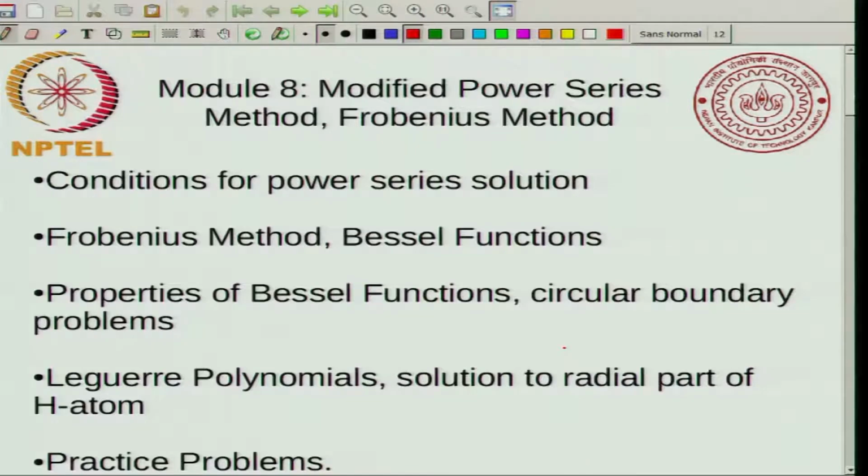And then we will talk about Laguerre polynomials, which appear in the solution of the radial part of the hydrogen atom, and then we will end up with some practice problems. So, now let us go to the first part today, which is conditions for power series solution.